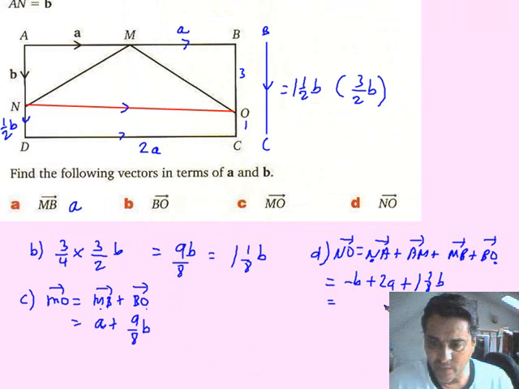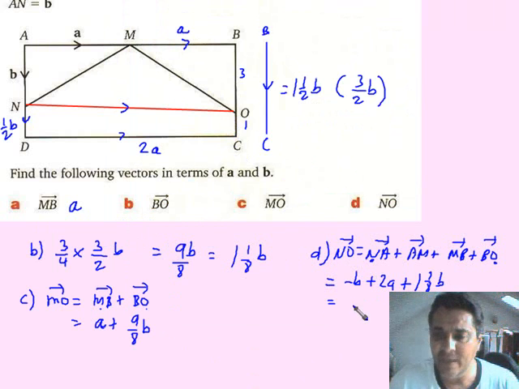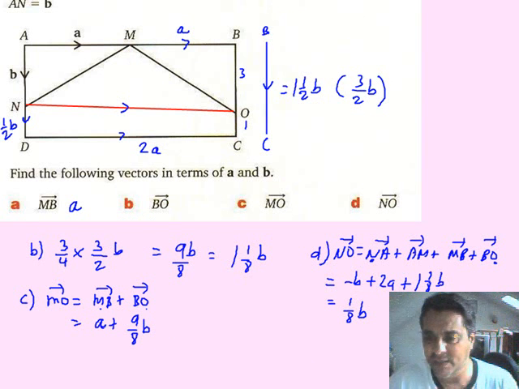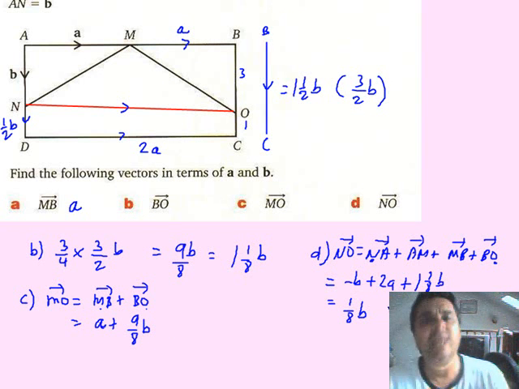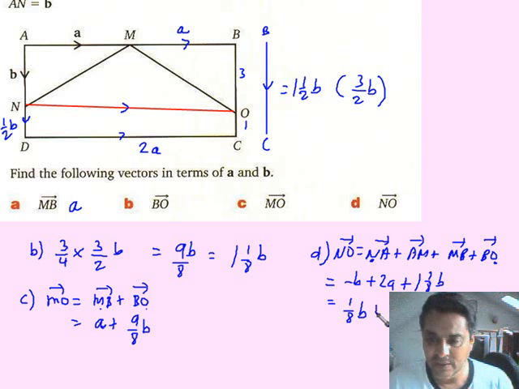So what do we got here? That will give us altogether minus b plus 1/8 b. It'll be 1/8 of a b on its own, because minus 1 plus 1/8 gives me 1/8 in the positive direction, plus 2a. I don't even want to factorise that.